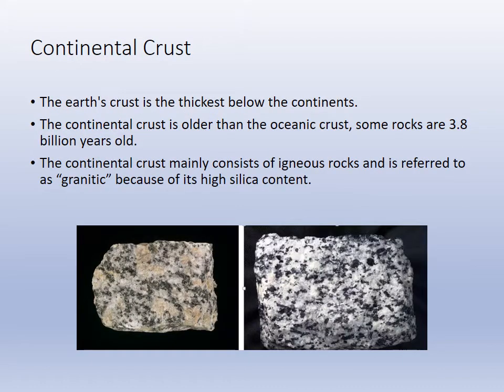The continental crust, which is the least dense of our crustal features, is made of highly quartz rocks. We refer to these rocks as granitic. We have found rocks as old as 3.8 billion years old on the continents. So this is the oldest rock layer.